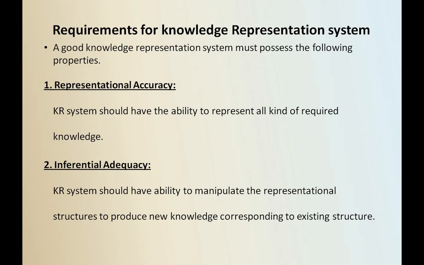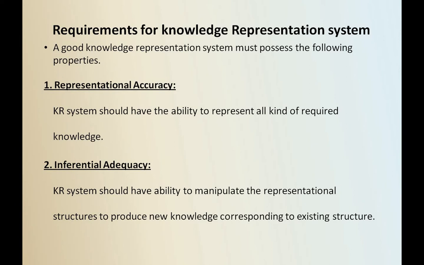The very first one is representational accuracy. What is the meaning of representational accuracy? Whatever knowledge system there is, it should have the ability to represent different kinds of knowledge, not only one single type. The knowledge representation system should be able to represent all the various kinds of knowledge. It must be accurate in representing different kinds of knowledge.